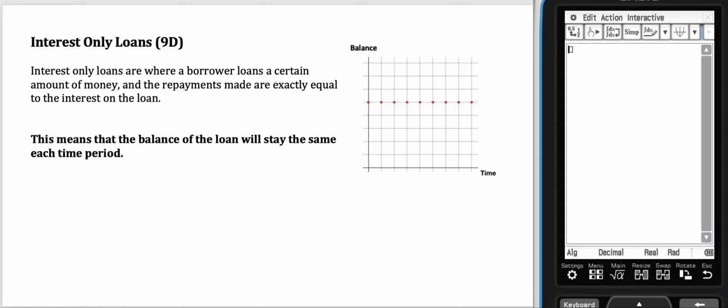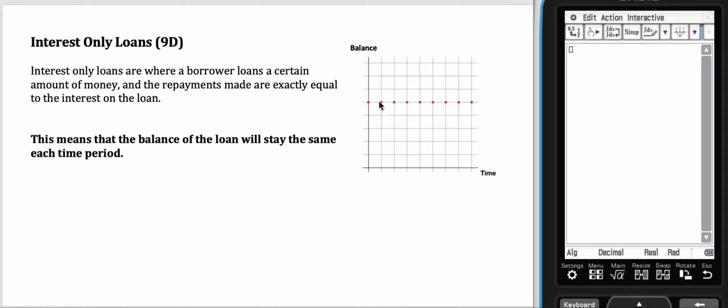We're going to be looking at interest-only loans. So interest-only loans, which the name kind of suggests, are loans where the borrower takes out a certain amount of money, like with any other loan, but when they make repayments, they just make repayments that are equal to the interest on the loan. So what that means is that the balance of the loan actually stays the same each time period. So the balance of the loan doesn't get brought down gradually over time.